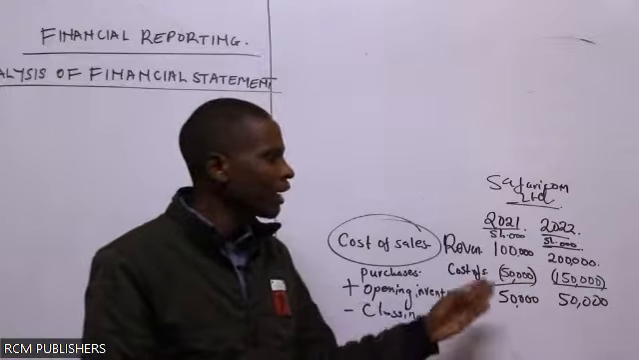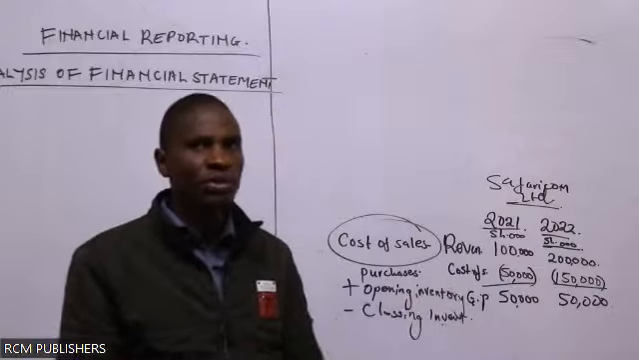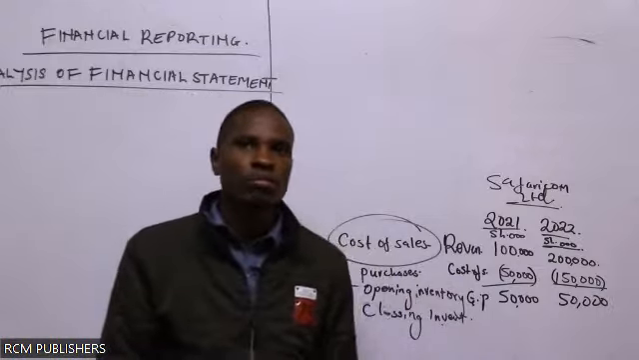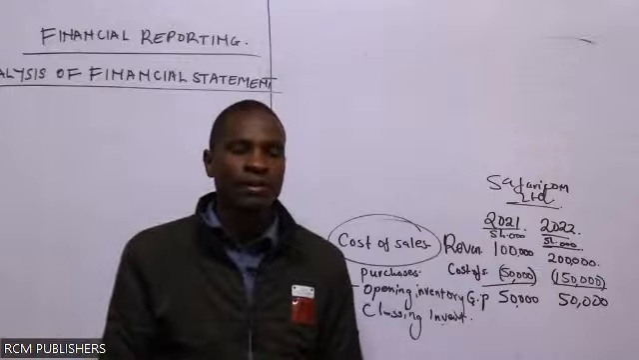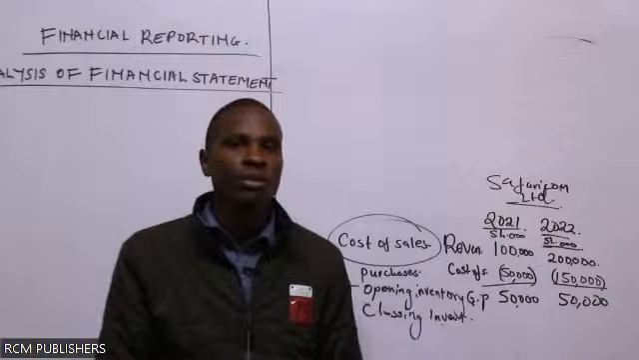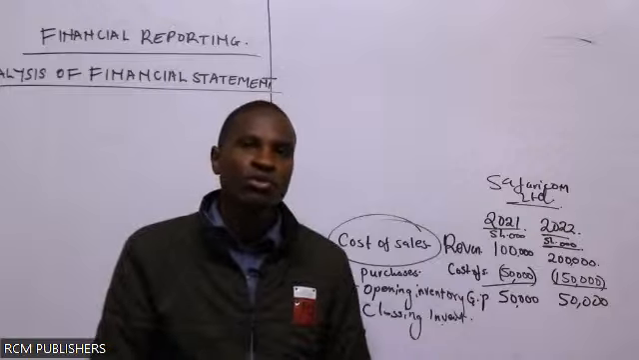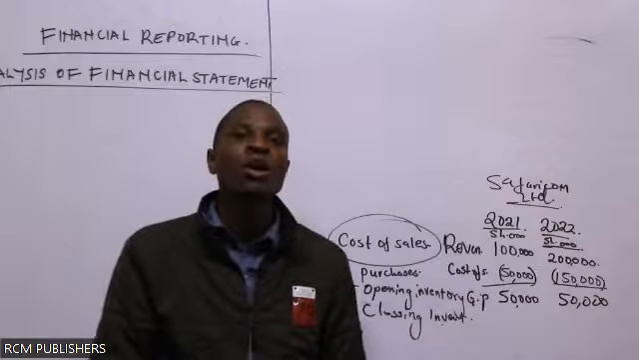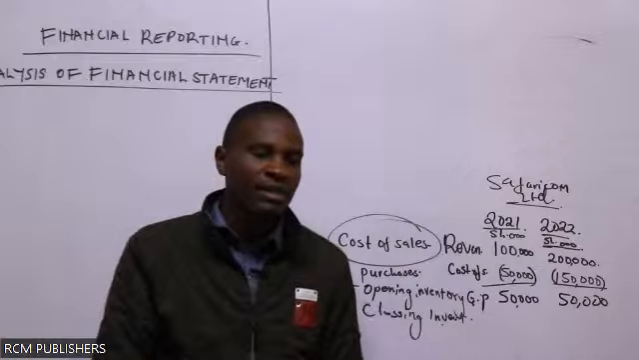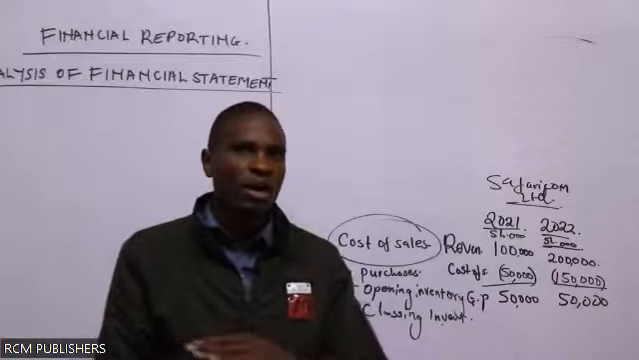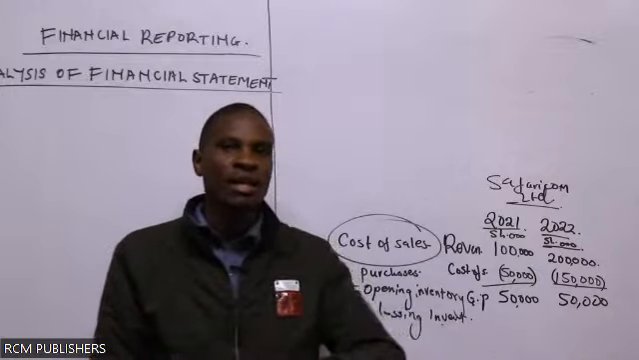And when analyzing these, we shall be using some methods. For instance, we shall be using ratios to analyze. We shall be using a method known as vertical analysis or common size analysis. Then horizontal analysis or trend analysis. When we say horizontal, we are looking at the trend.